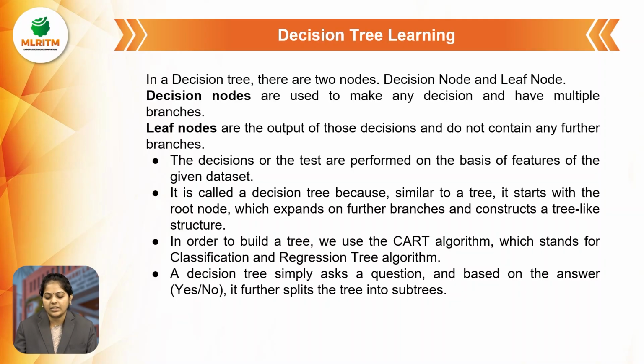The decisions or the test can be performed on the basis of features of the given data set. It is called a decision tree because it is very similar to a tree structure. It starts with the root node and expands into further branches, constructing a tree-like structure. To build a tree, we use the CART algorithm, which stands for Classification and Regression Tree algorithm. A decision tree simply asks a yes or no question, gives a simplified answer, and every time it splits the tree into subtrees.